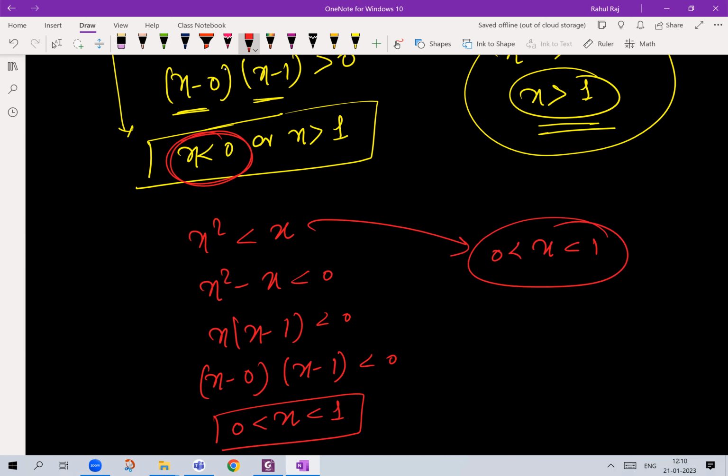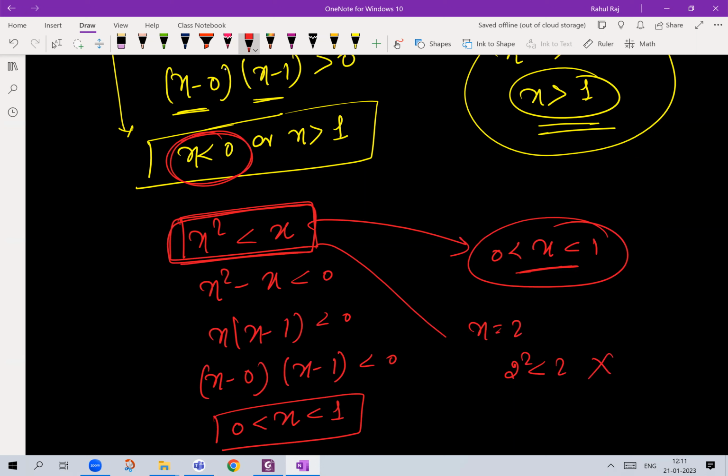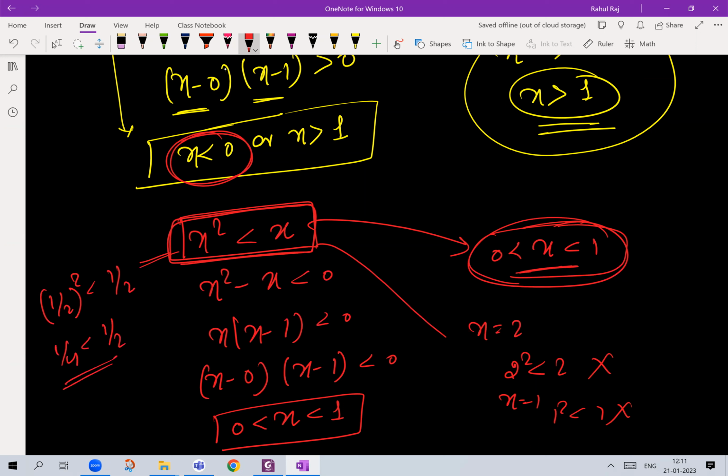It means x square less than x is only possible for values of x that lie between 0 and 1. If you put x equal to 2, you can't say 2 square is less than 2, Rahul. This is not possible. If you put x equal to 1, you can't say 1 square is less than 1. Not possible. You have to put a fractional value of x that lies between 0 and 1. Only then it is possible. Imagine I take half. Half square is surely less than half, because half square becomes 1 by 4, and 1 by 4 is less than half.